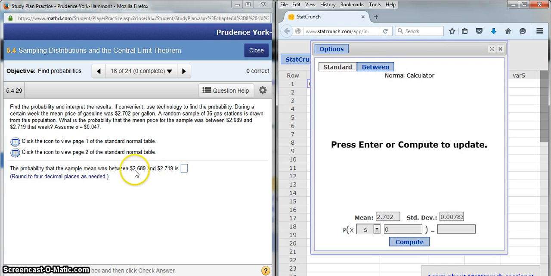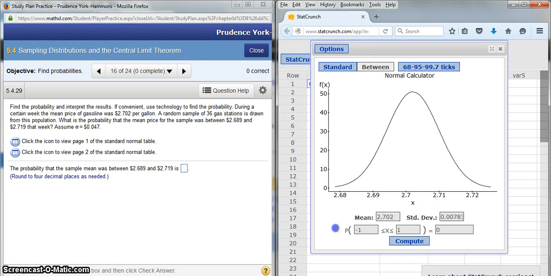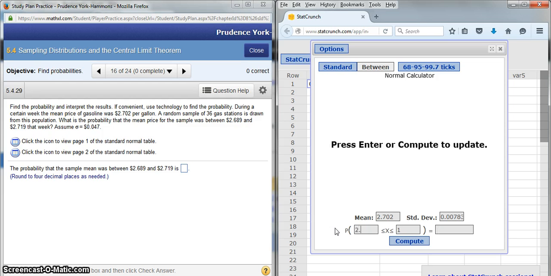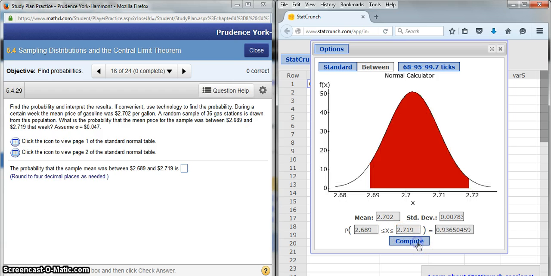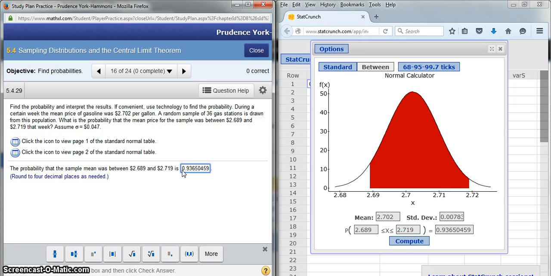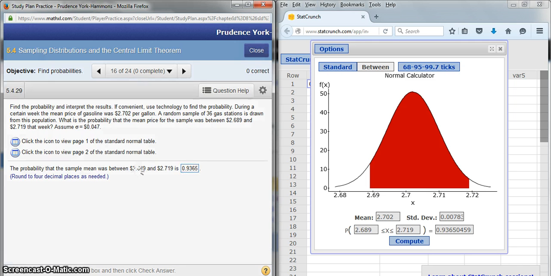This time, because I want between two values, I have to click the between on the calculator, and my lower price was 2.689. My upper price was 2.719. And I click compute, and here is the probability. I'm going to do Control-C, go over to my StatLab, Control-V, and I only want 4 decimal places, so I'm going to back that up. After the 4th decimal place is a 0, so that 5 is going to stay the way it is. I'm going to check my answer.